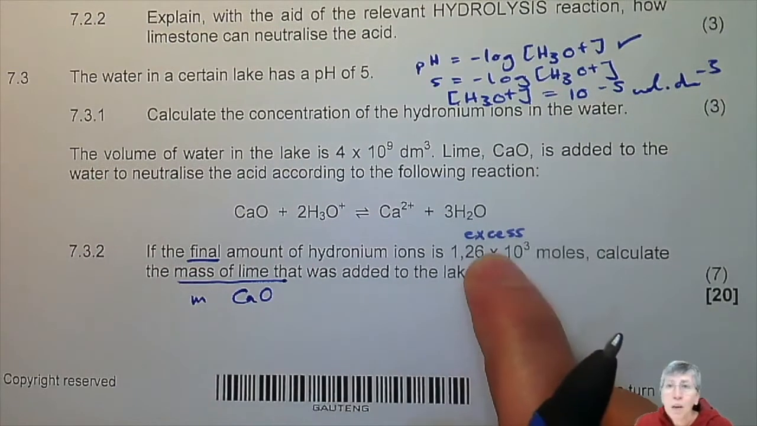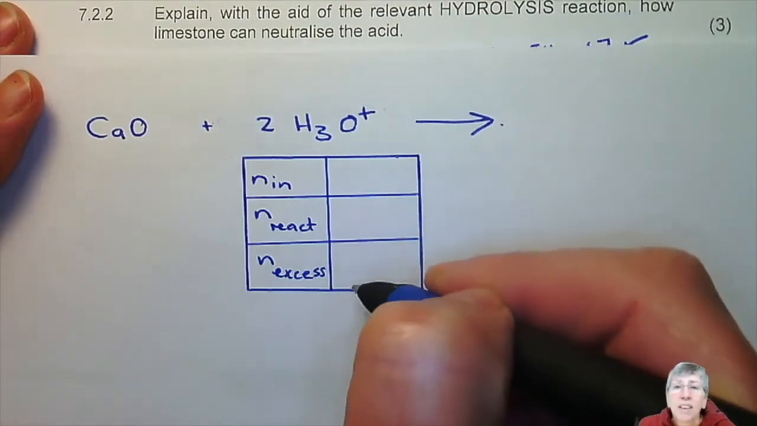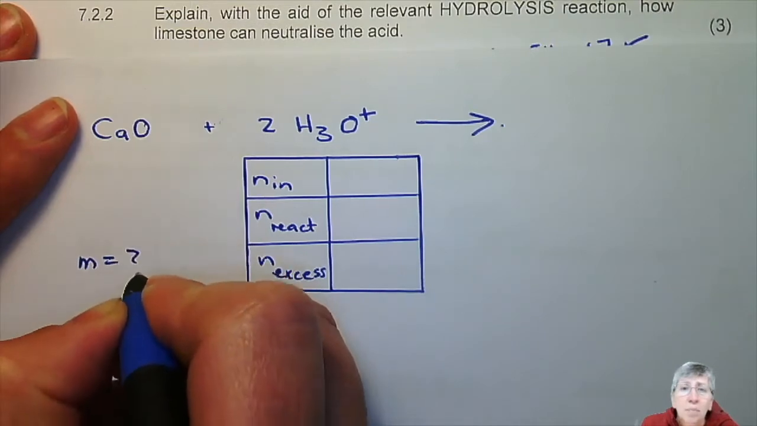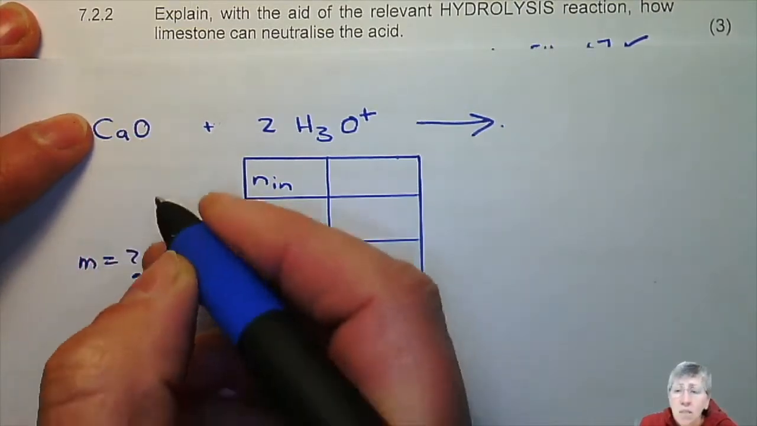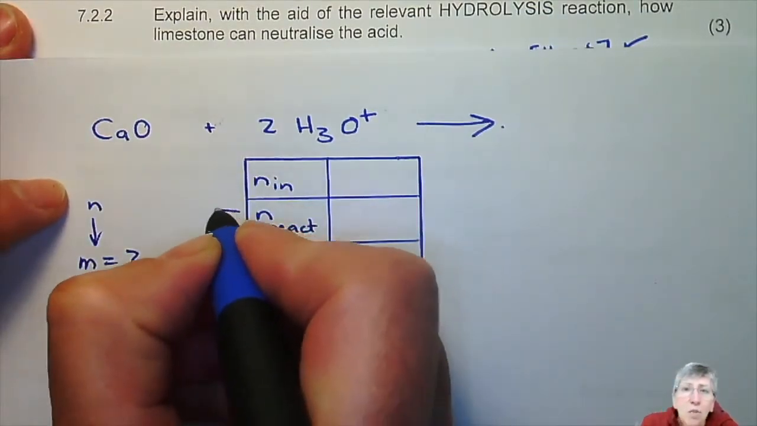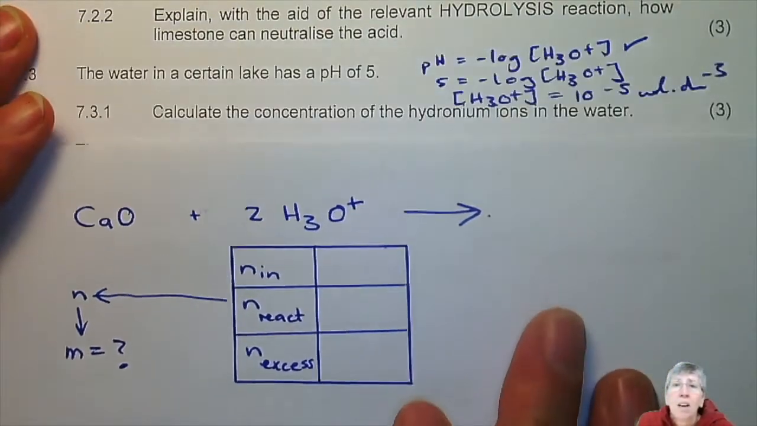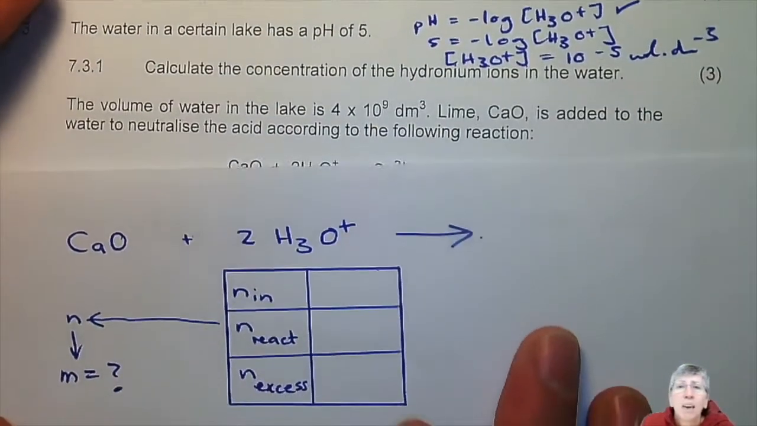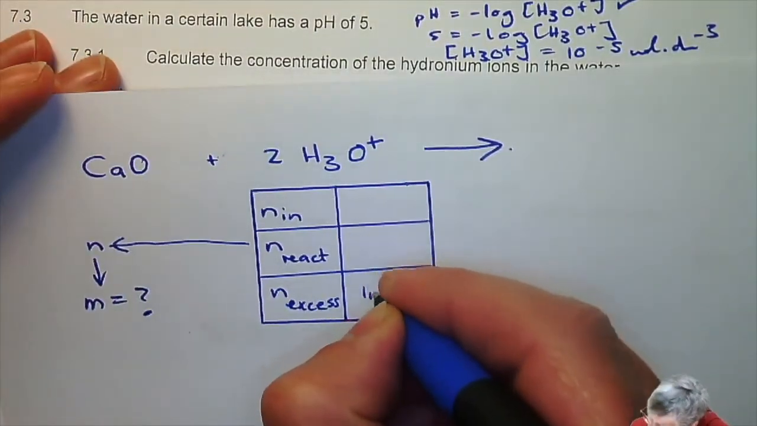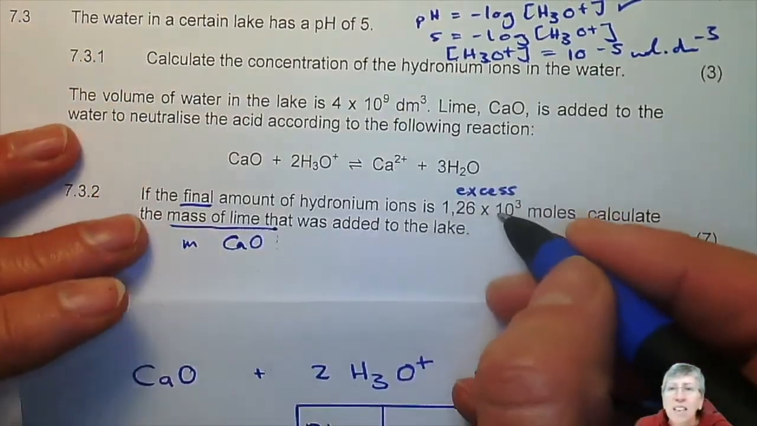So since I'm working with an excess, I will prefer to keep book of what did I put in, what reacted, and what was in excess. And they are now asking me, what is this mass, right? I will get that by working out the moles first, and the moles that react of this one will tell me how many moles of this one react. Right. Moving on, let's see what they gave us. They tell us the excess, right? So here the excess is 1,26 times 10 to the 3. They gave us that in the question.